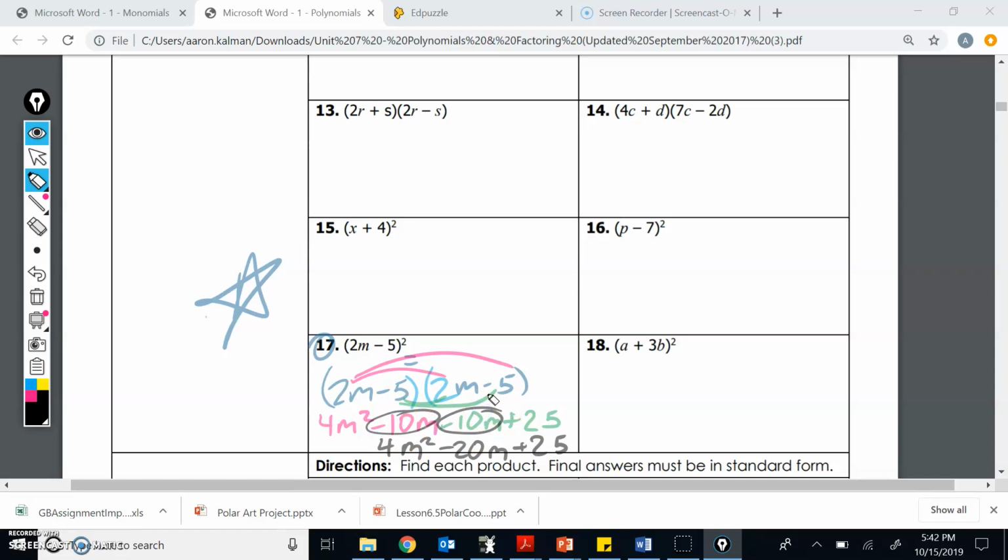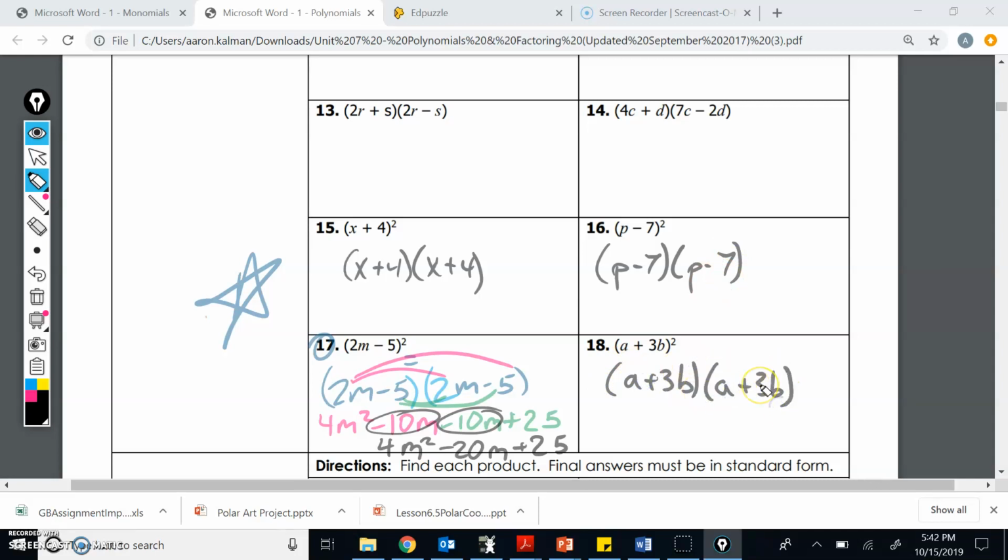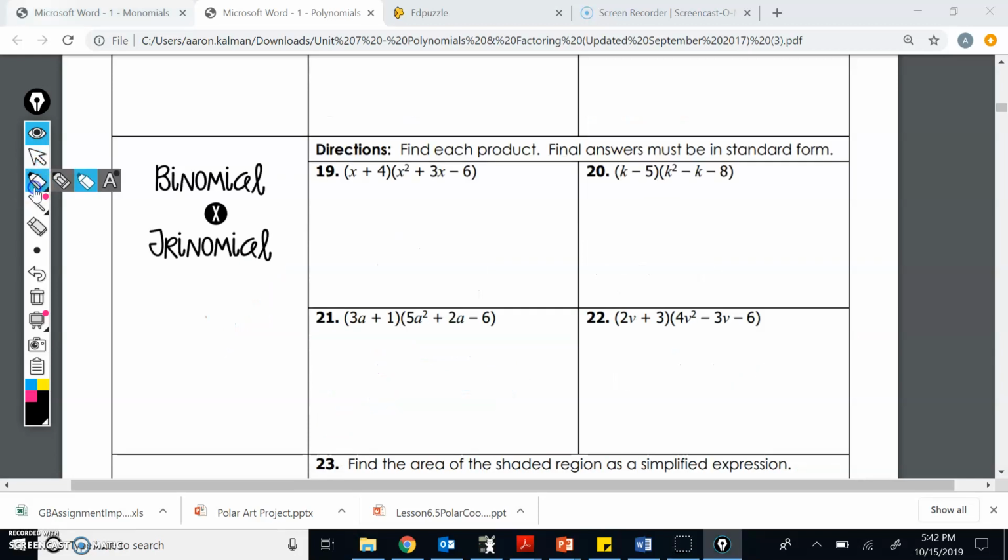So again, whenever you see the squared, that means that you write your factors twice, just like this. I'm going to do it for every single one because I think this is really important to know. It's just a simpler way of writing these, and you can do your double distribution from there and solve. What I want to do is a binomial times a trinomial.